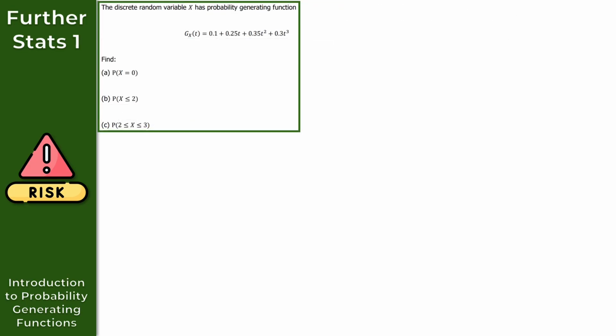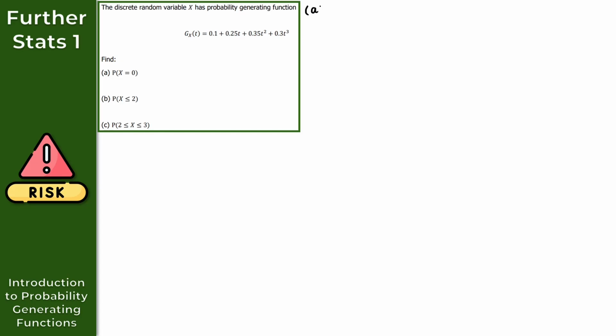Moving on to question 2 then, where we have the discrete random variable x, which has the following PGF here. So we've got g of x in terms of t, and that is equal then to this polynomial here. Now for question 2 then, it's asking for us to find 3 probabilities. So let's begin then with part A.